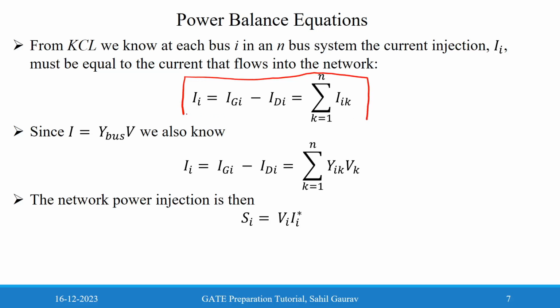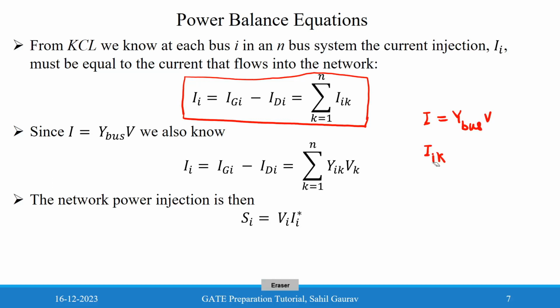There are different lines connected to each bus, so that's why we have to write this in the K form, the summation in the K form, so that we can take into account all the current injections being done at the buses. Now, since we know that I is equal to Y times V, we can apply it directly. We can apply here I is equal to Y times V.